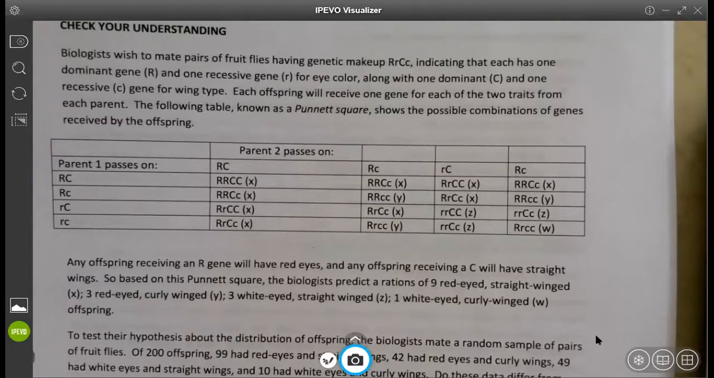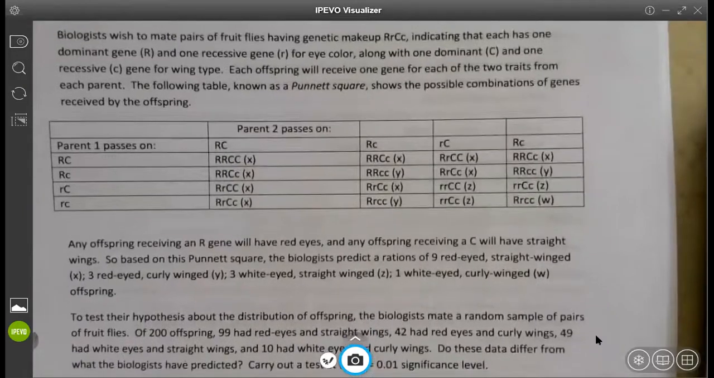Any offspring receiving a little r gene or a capital R gene will have red eyes, and any offspring receiving a big C will have straight wings. So based on this Punnett square, the biologist predicts ratios of 9 red-eyed straight-winged, 3 red-eyed curly-winged, 3 white-eyed straight-winged, 1 white-eyed curly-winged.